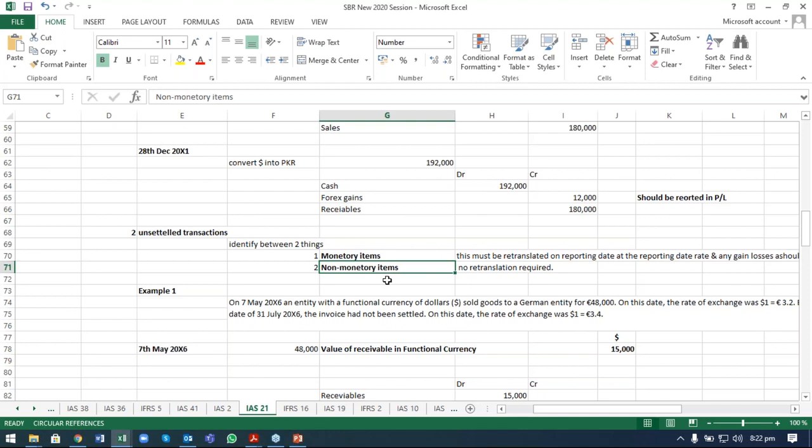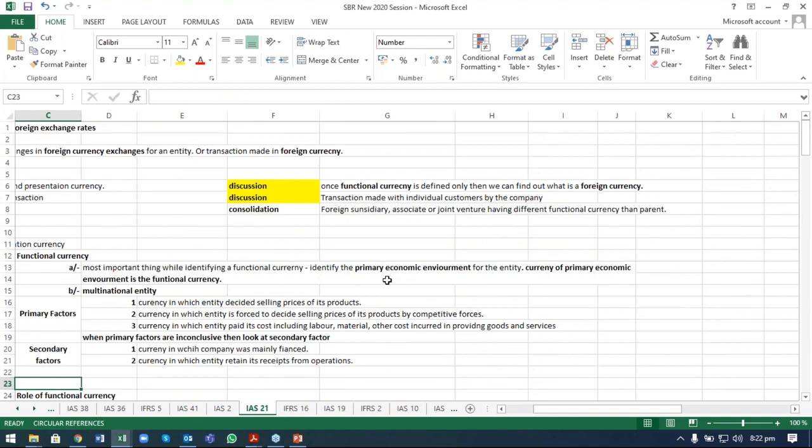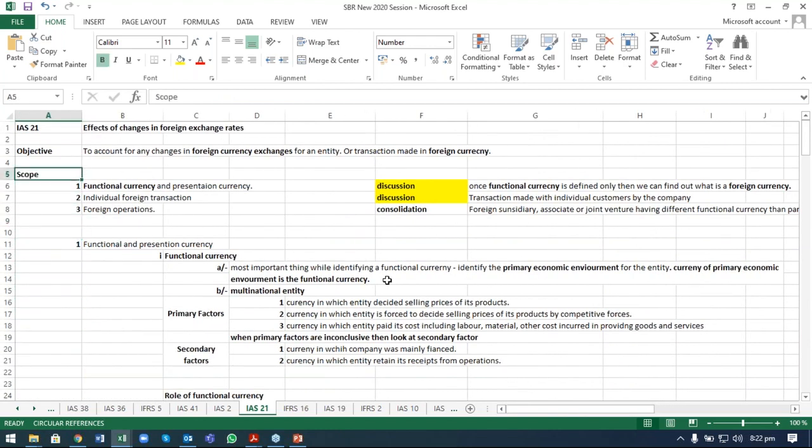Now, one more thing I missed over here, or skipped, is the importance of your functional currency and presentation currency. Functional currency identification is far more important. Why? Because every transaction made in any currency other than the functional currency should first be translated into the functional currency using the spot rates, and then it can be recorded in your books of accounts. I hope you understand this functional currency concept.